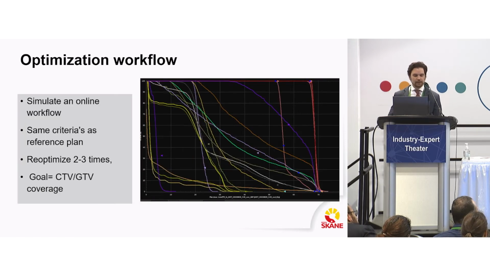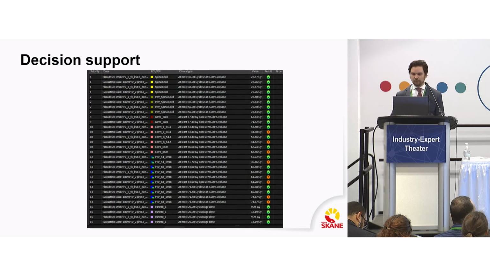Of course, when you simulate an online workflow, we need to be transparent with the way we adapt the plan. So we didn't change the optimization criteria at all for the adaptive plans. We simply kept the same optimization criteria, and we ran it two or three times and looked over the target coverage. So of course it's important to have optimization criteria that always work on all your organs. There's also this built-in decision support where you can put in your clinical goals. So we have our normal clinical criteria that we use for evaluation in this study.